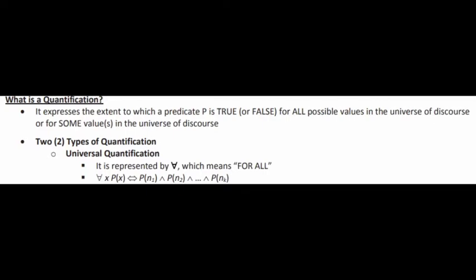There are two types of quantification. The first one is universal quantification. It is represented by upside down A, which means for all. For all x P of x if and only if P of n sub 1 conjunction P of n sub 2 and so on.